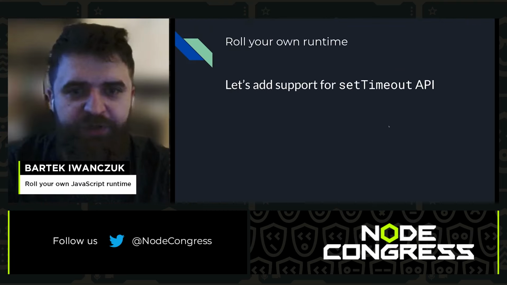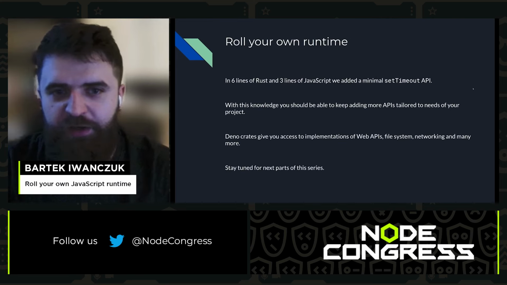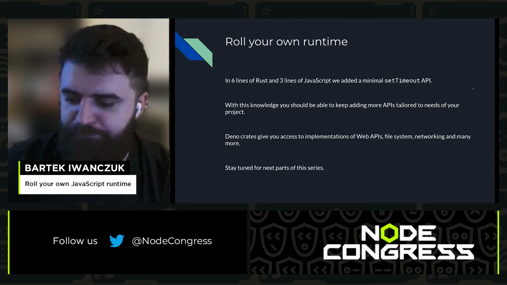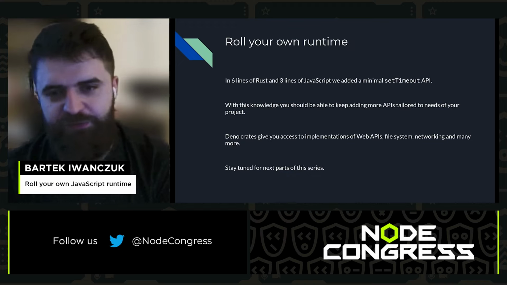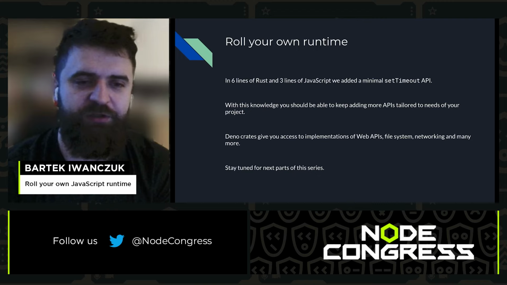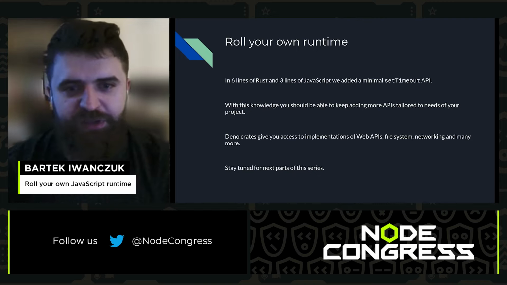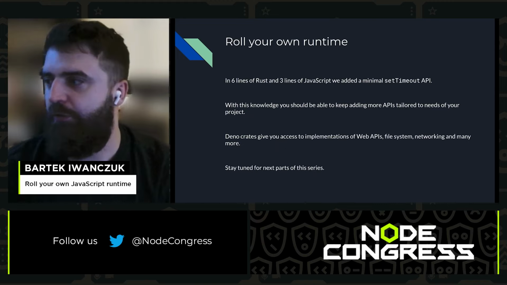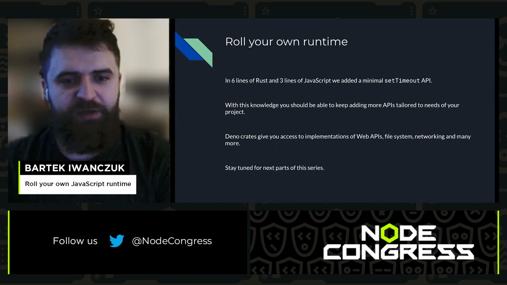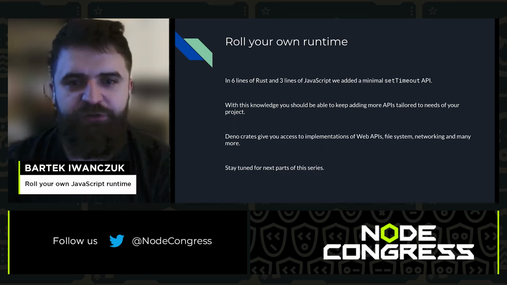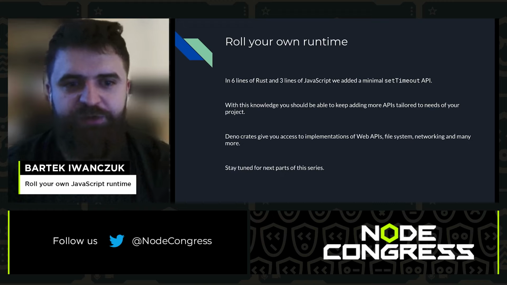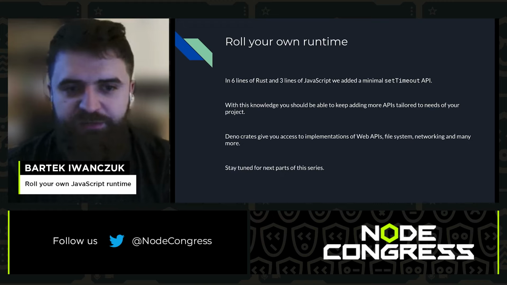So let's jump right back into the presentation. Yeah, so we created a minimal setTimeout. I think this knowledge, even though it's very minimal and it only took us a few minutes, should be enough for you to be able to keep adding more APIs that you might need. So maybe you'd like to create a plugin system for your game server in JavaScript. You can use Deno's crates like we saw in this run.js example and add some more ops to provide the plugin system.